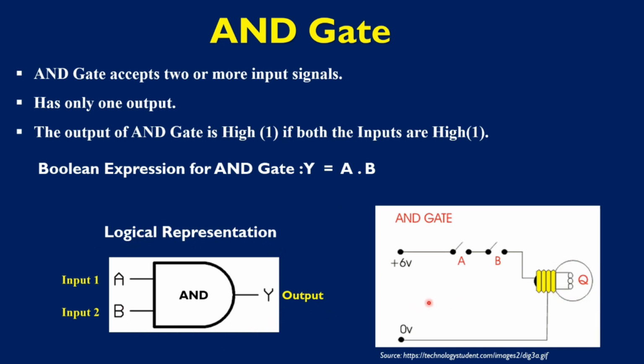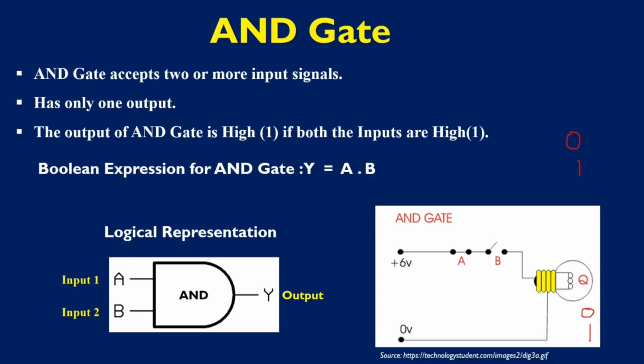This electrical circuit shows the working of the AND gate. There are two switches A and B. When the switches are open, it is taken as logic 0. When the switch is closed, then the logic is taken as 1. Similarly, when the bulb is off, the logic is taken as 0, and when the bulb is on, the logic is taken as 1.